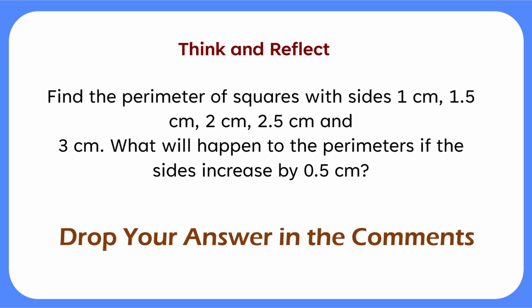And here is a question from Think and Reflect from your textbook. Find the perimeter of squares with sides 1 centimeter. So there's one square with side 1 centimeter and another square with side 1.5 centimeter and another third square whose side is 2 centimeter and the fourth square whose side is 2.5 centimeter and the fifth square which has the side as 3 centimeter. What will happen to the perimeters if the size increases by 0.5 centimeter? So there exists a pattern. You can create a pattern using the letters, using algebra.